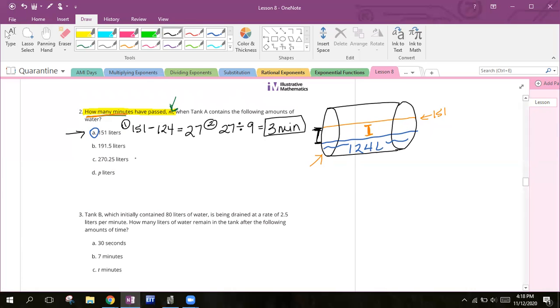Okay, so let's do the next one. This time we have 191.5 liters. We got to subtract off that 124. And that's going to give us 67.5. Okay, so then we have to take that 67.5. It's being filled at a rate of 9 liters per minute. So I have to divide it by 9. So that's going to take 7.5 minutes.